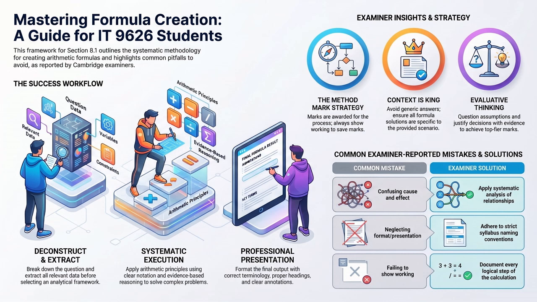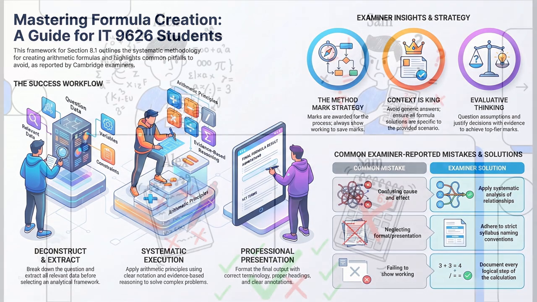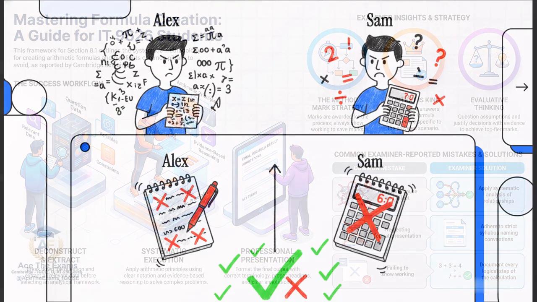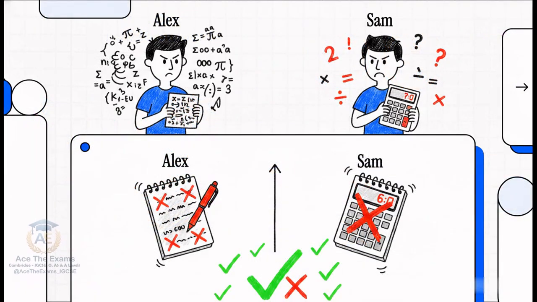Step into the Coliseum of Cambridge exams. It's intense, it's unforgiving, and the reality is, only the prepared survive. Welcome to this explainer. Today, we're diving deep into the ultimate examiner's playbook, specifically looking at Cambridge Information Technology, Syllabus 9626, AS and A-Level. Our absolute laser focus today is Section 8.1, Creating Formulas.